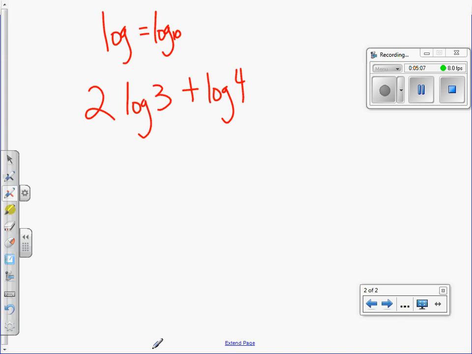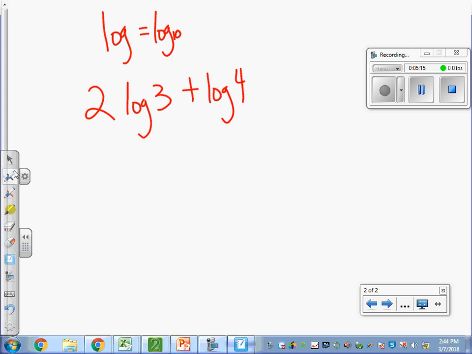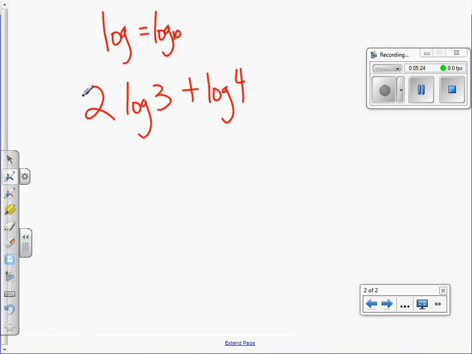All right, but we don't write the 10 in. We just know that if we see the word log with no base shown, that means log base 10. Okay, we got a couple of things going on here. First thing I can do is use the power rule, sorry about that, and I can slingshot this 2 that's in front up to the 3.